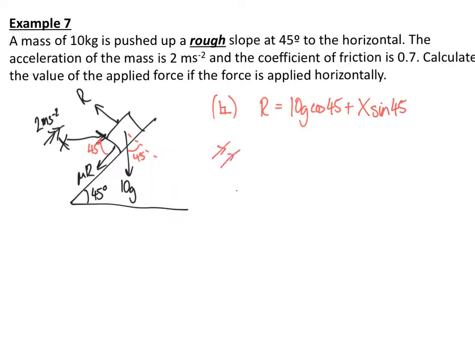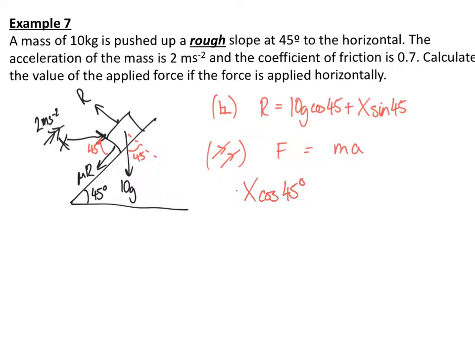We look parallel to the slope. Now there is an acceleration here, so we're going to use Newton's second law, F equals ma. And the overall force is going up the slope. And actually, again, X is the only force that's going to have a component that's going up the slope. But I'd need to resolve it round here so that it's pointing this way. And so that becomes X, sorry, not sine, cosine 45 degrees.